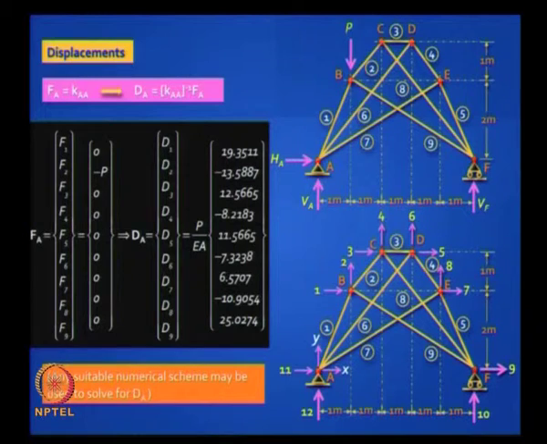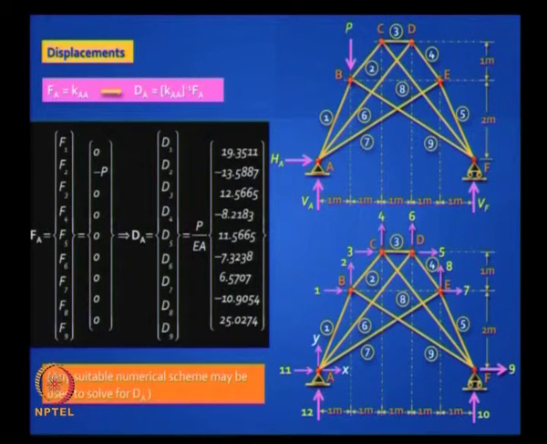And then what's your loading? Your loading is a force acting at B, and that coordinate matches with F2. So your loading is F2 is equal to minus P. Of course you can handle any loading, but in this problem we had just one isolated concentrated load.